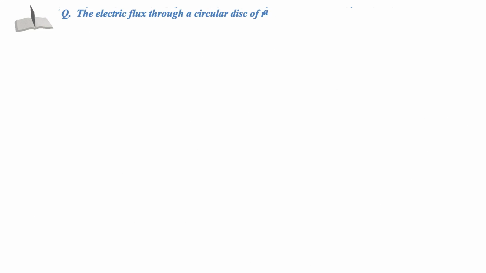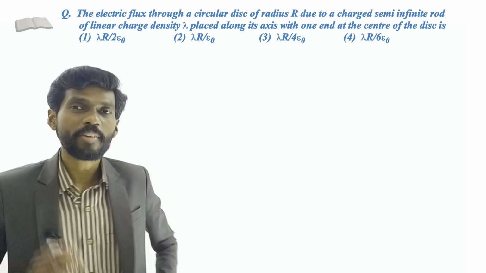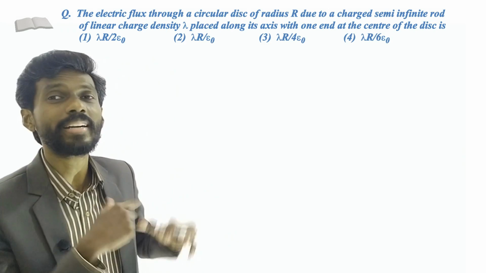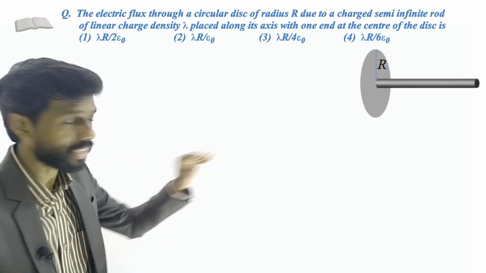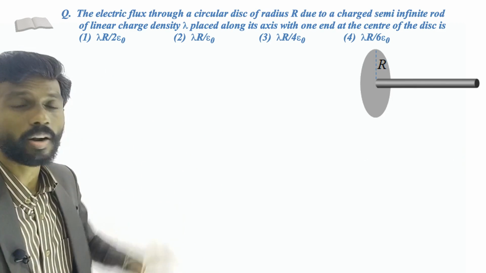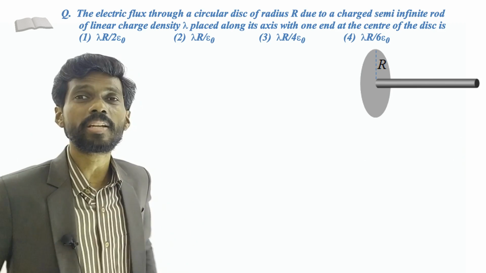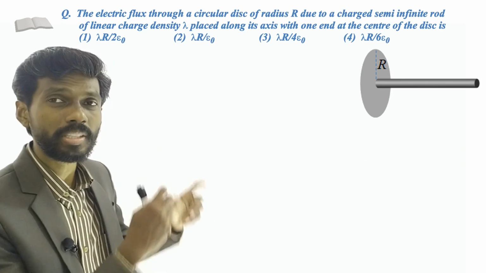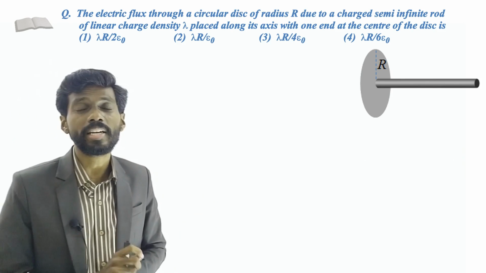The electric flux through a circular disk of radius r due to a charged semi-infinite rod of linear charge density lambda placed along its axis with one end at the center of the disk is? Here we have to find the electric flux through a circular disk. The electric field is due to a semi-infinite rod placed along the axis, whose one end is at the center of the disk. Due to this electric field, we have some electric flux through the surface, and that is what we need to find. Here the electric field is not uniform.